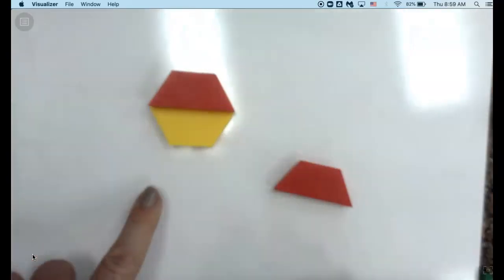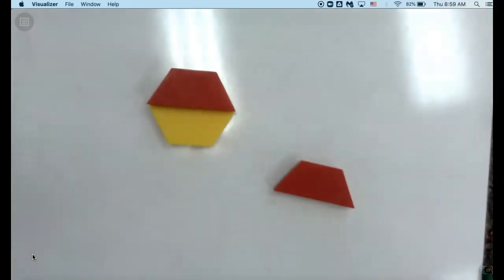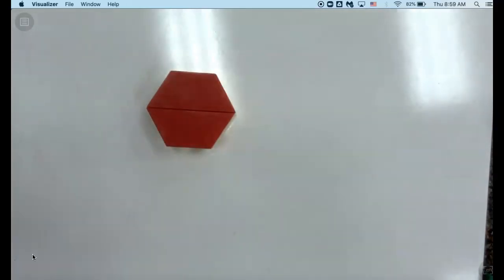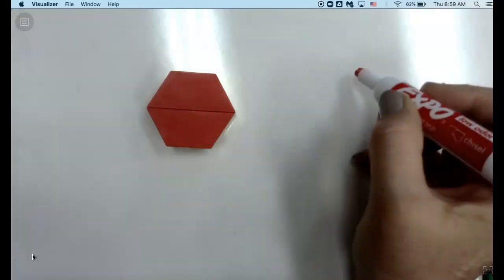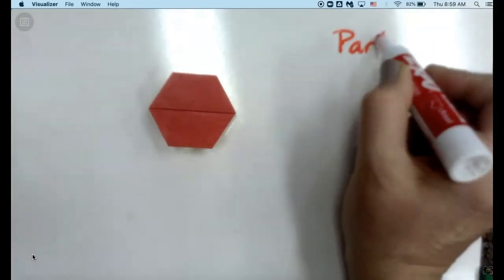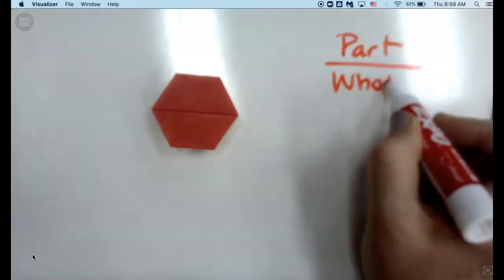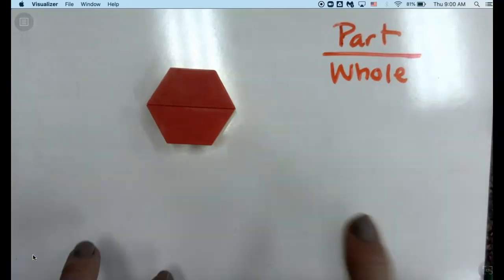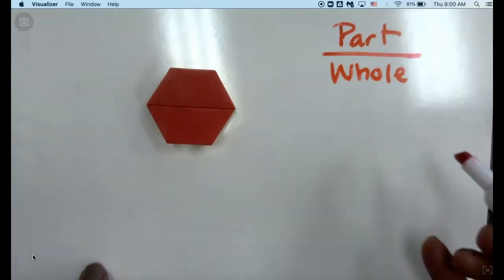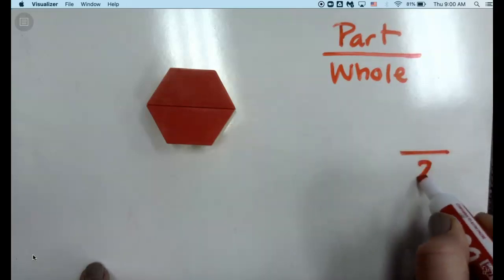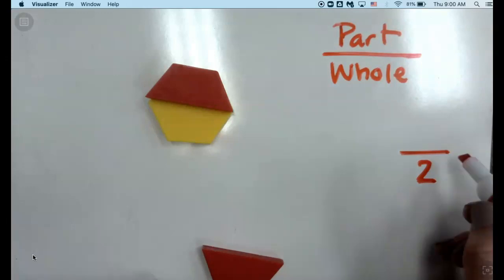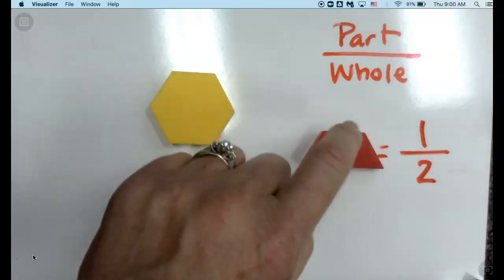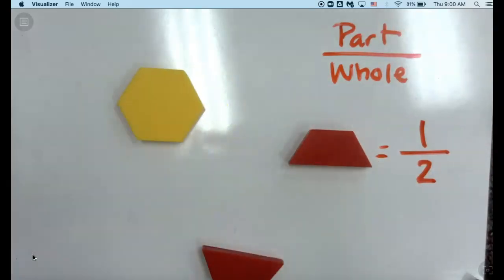So if we look at this, if I were to take my whole and I were to cover up my whole with the trapezoids, we can see that two of them cover the whole. So if we think about our fractions, we have part over whole in any fraction, right? So part over whole. Since we have two that fill up the entire thing, we have two as our whole, and one of these trapezoids would represent one of the two that would fill it up. So our trapezoid is going to equal 1/2 of our whole over here.